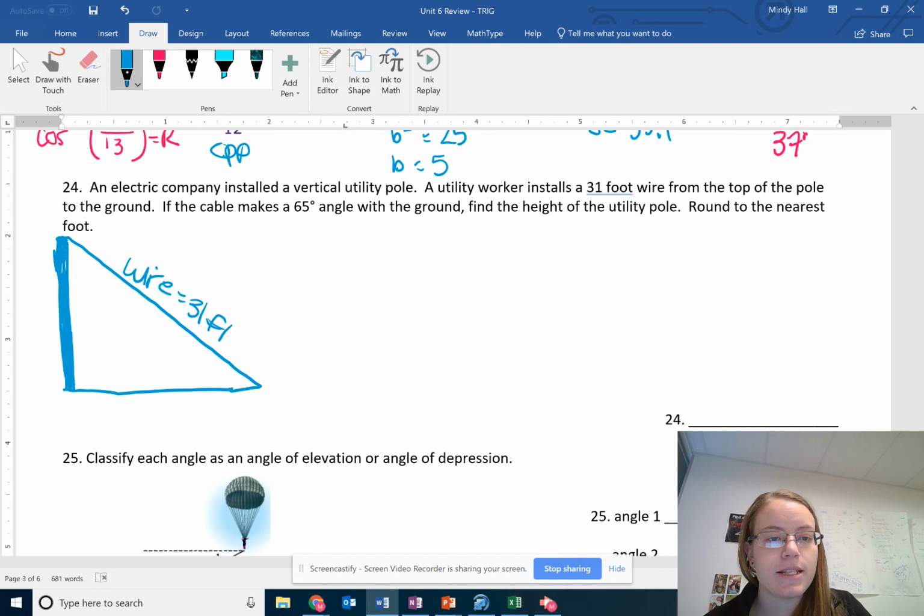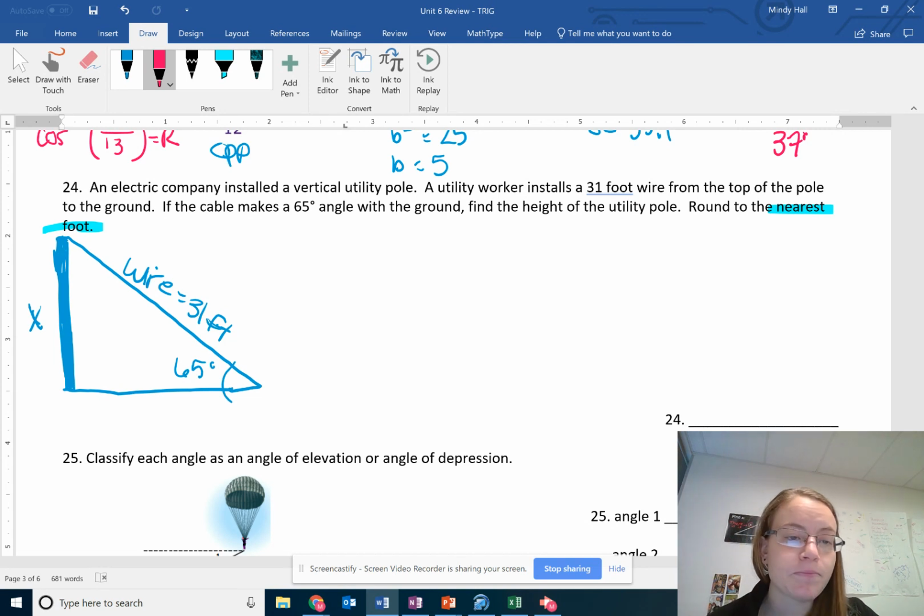and it makes a 65-degree angle with the ground. And we want to find this unknown height. So if you want, you could use H or a different letter. It's up to you. But keep in mind, we are rounding to the nearest foot because a lot of people have been messing up where they round.